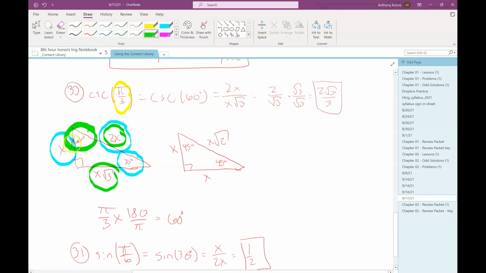So looking at the 60-degree angle, cosecant of 60 is the reciprocal of sine, so it's hypotenuse over opposite. The hypotenuse was 2x, and the side opposite the 60 is x root 3. So that's where the x root 3 comes from, because it's the side opposite the 60. Is that okay? Yeah.